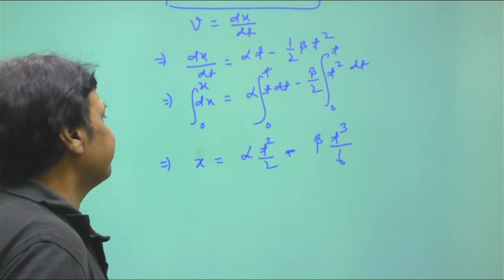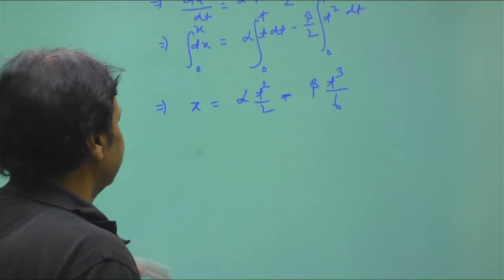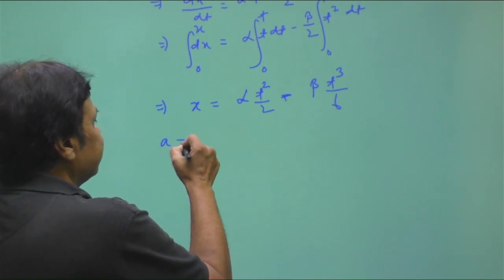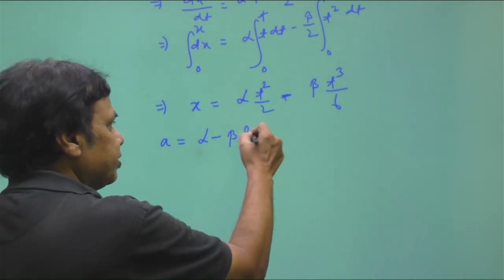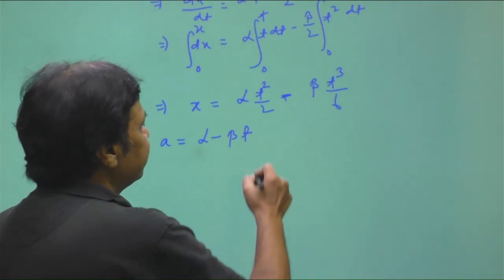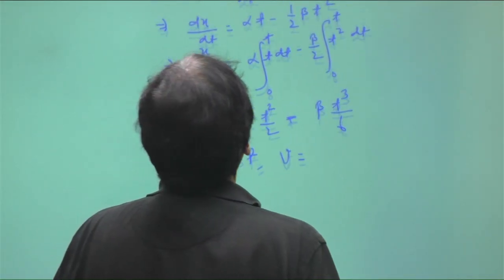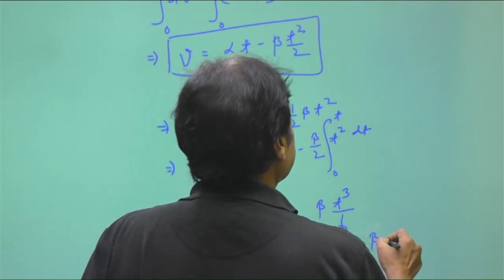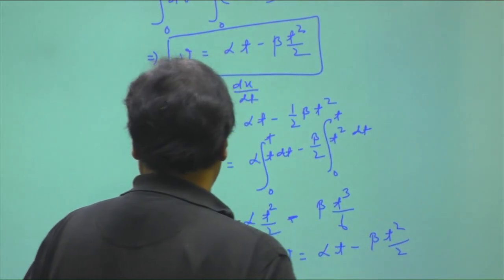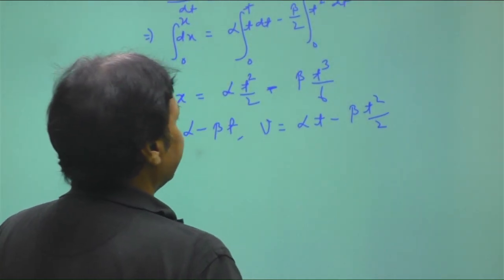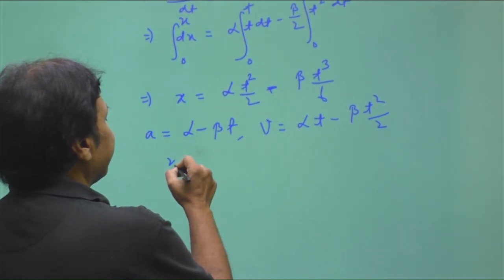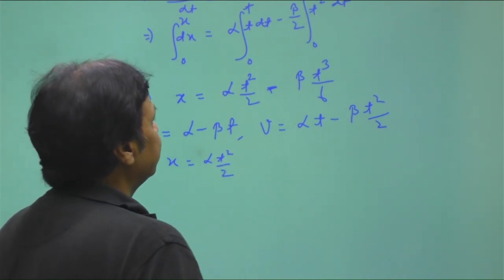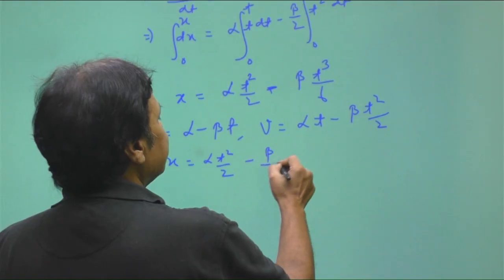So we have three equations. We have the first equation, acceleration equals alpha minus beta t. The second equation for velocity was alpha t minus beta t square by 2, and the third equation is x equals alpha t square by 2. That means alpha by 2 t square minus beta upon 6 t cube.